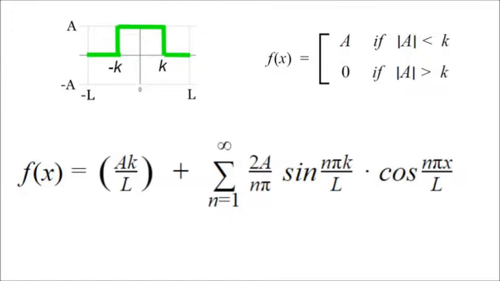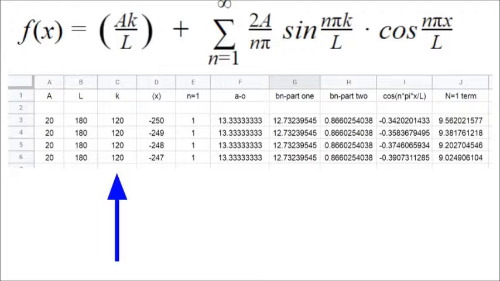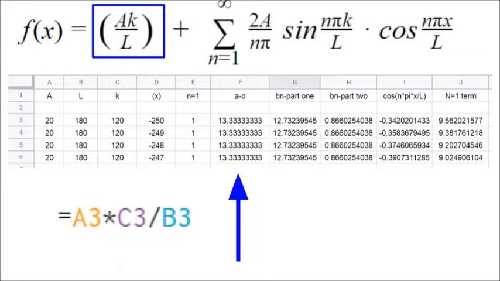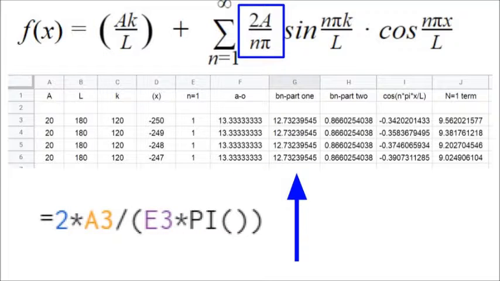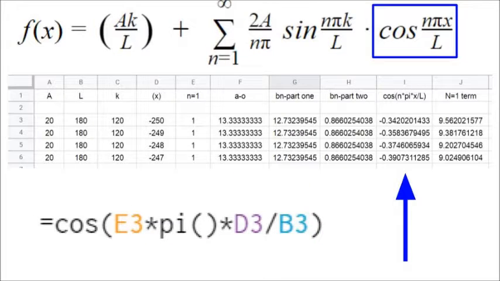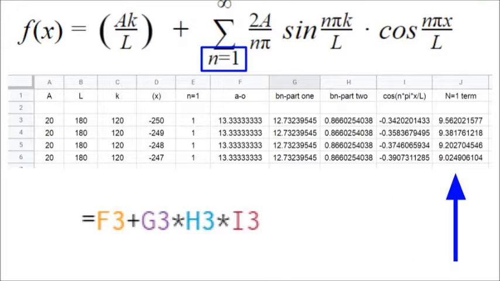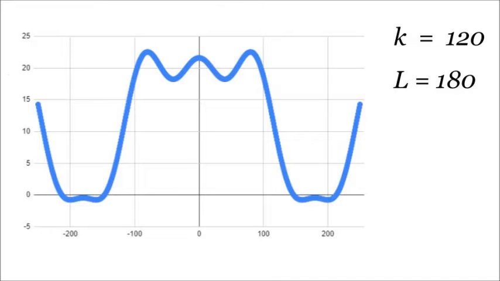And we could put it in our spreadsheet. We set L to 180, so we'll start with k as 120, A0, Bn part 1, Bn part 2, the cosine term, and putting it all together for n equals 1, and then we'll do the same for other n values, and we'll get this plateau. This is for n up to 5. Remember that 2 and 4 are 0, so this is up to n equals 5.